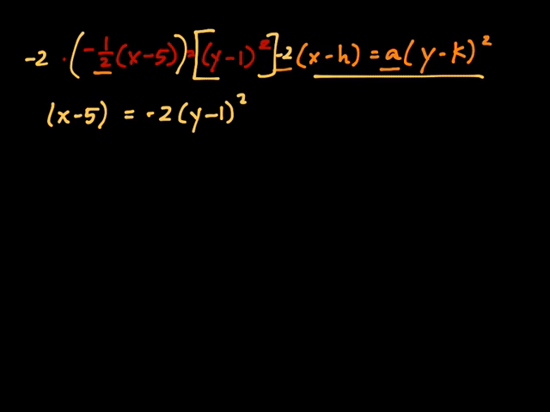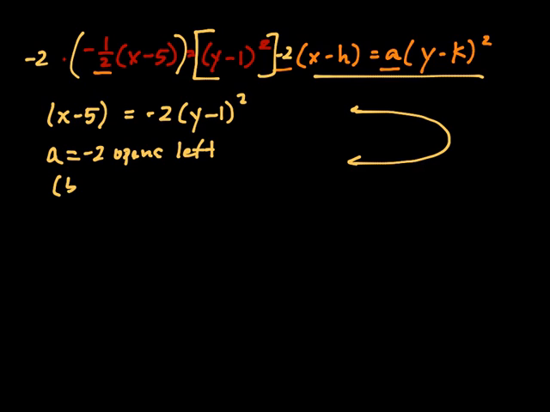Now a equals -2, so it opens left. So it opens like that. The vertex is 5, 1. So here's 5, 1. Now, the axis of symmetry is going to be a horizontal line. So y equals, and what is the y value? 1.